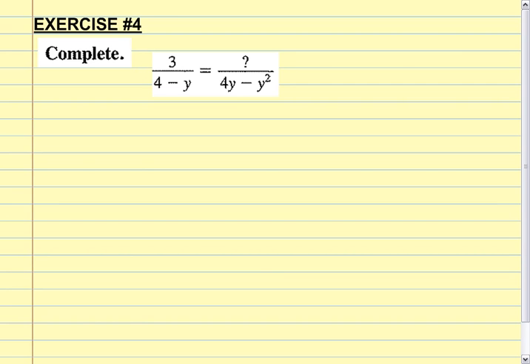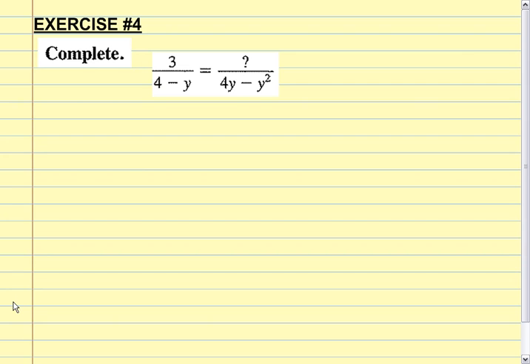Okay, exercise number 4, it says complete. They're asking us, what did we do to this fraction to turn it into that? Okay, well, this one's pretty easy. So I'm not going to make it harder than I need to make it. What do you think I ought to do here, Jordan? Get the second fraction multiplied in y.